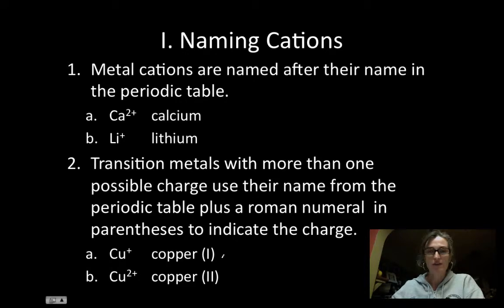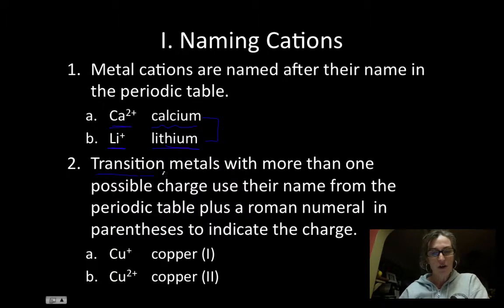Metal cations are named after their name in the periodic table. So if I look up Ca in the periodic table, I will see that it is called calcium. If I look up Li in the periodic table, I see that it's called lithium. And these will be the names that will be used in the name of a whole formula.